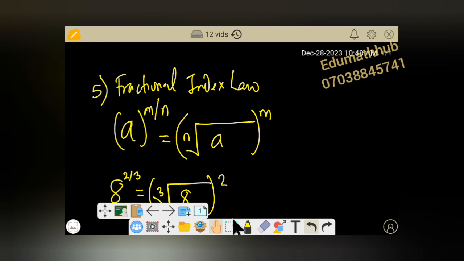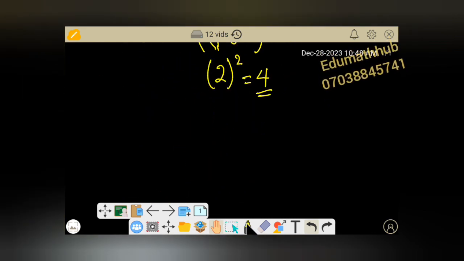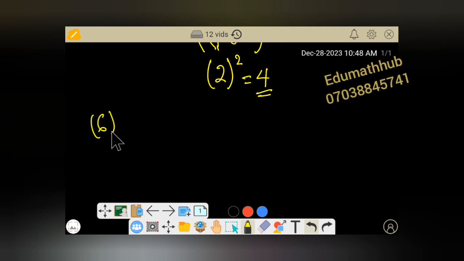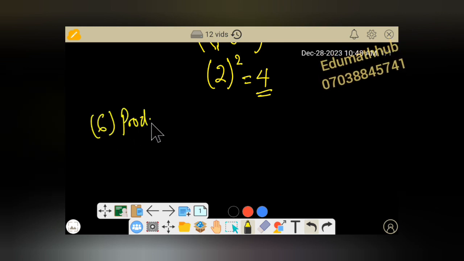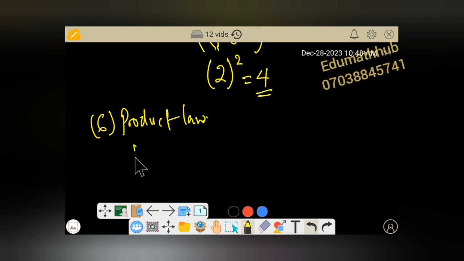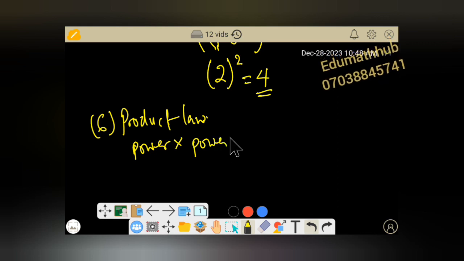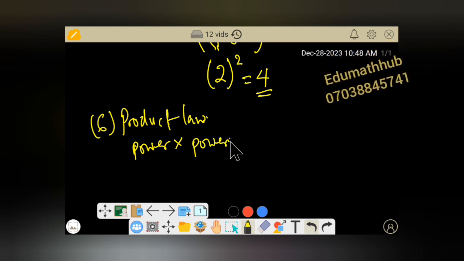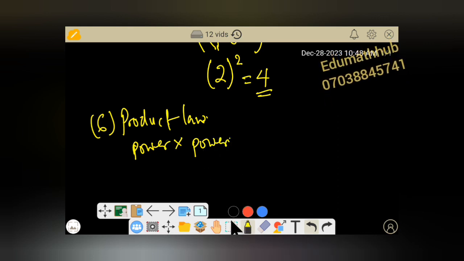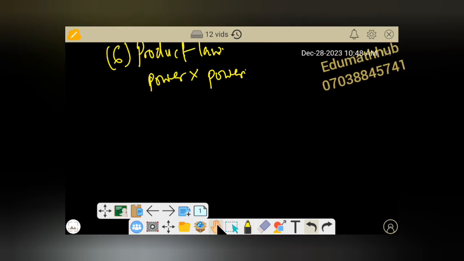Then let's take the last law. The last law is the product law. If you are doing the product law, just remember that power can multiply power. It's possible for power to multiply power. Once you remember this, you don't have any problem anymore. So this is what the law looks like.